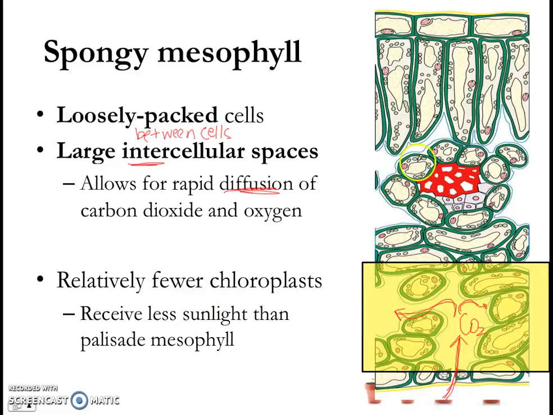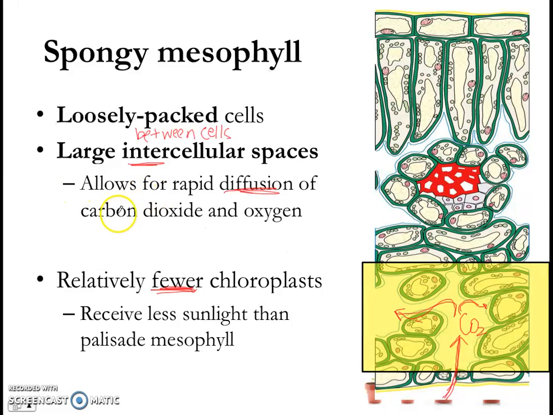Now, next, compared to the Palisade mesophyll, the spongy mesophyll has fewer chloroplasts. That is simply because the spongy mesophyll receives less sunlight than the Palisade mesophyll. Because most of the sunlight has already been absorbed in the Palisade mesophyll, there is still some remaining sunlight. So the spongy mesophyll still needs some chloroplasts, but it has fewer. It doesn't need so many. And that's how it's adapted for photosynthesis.